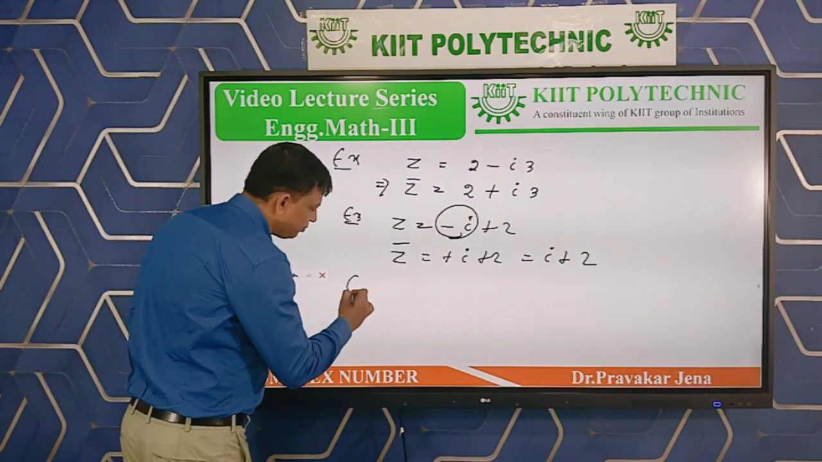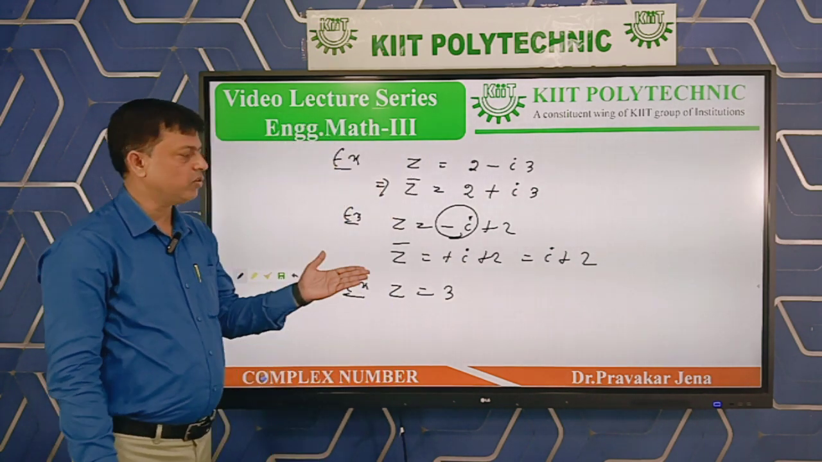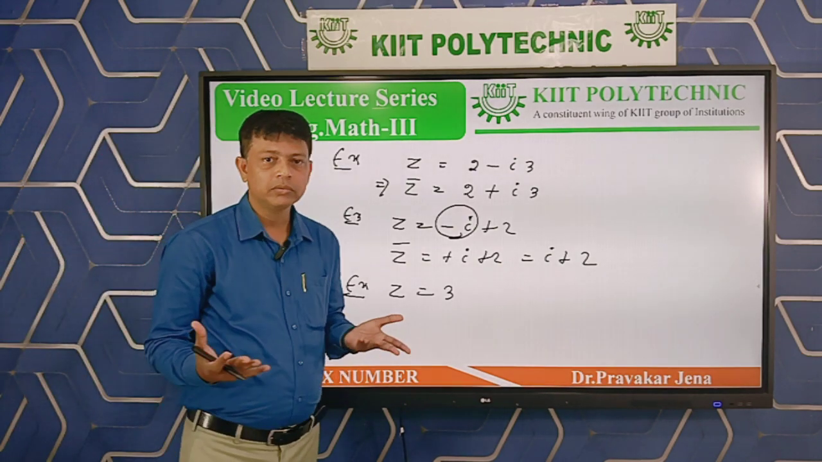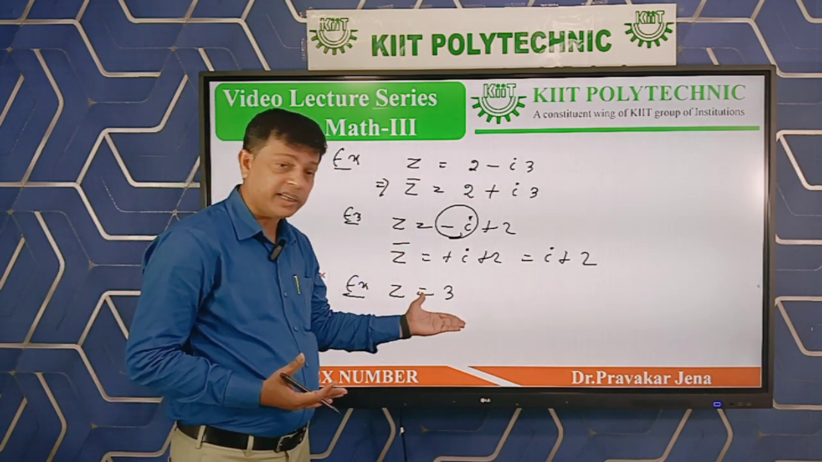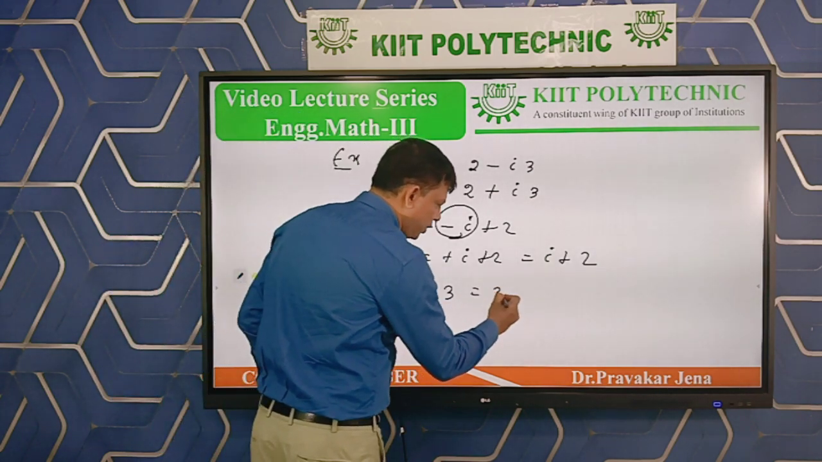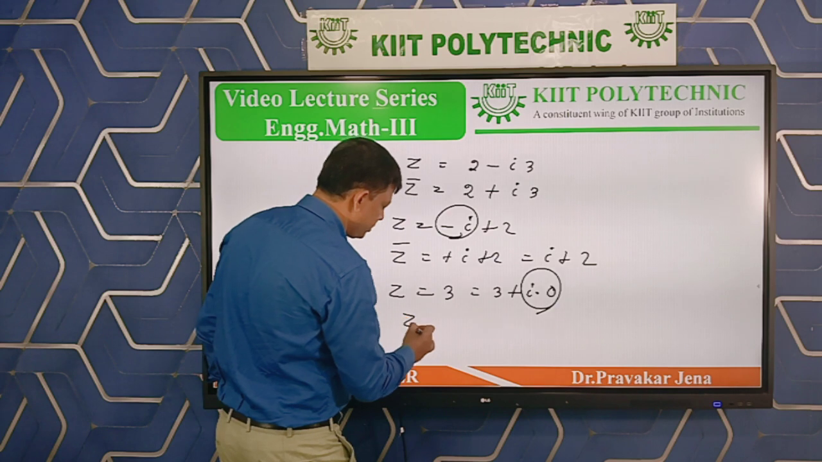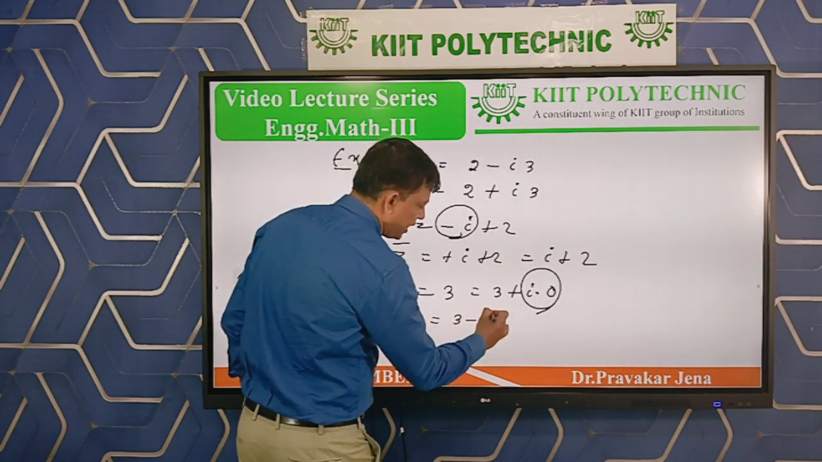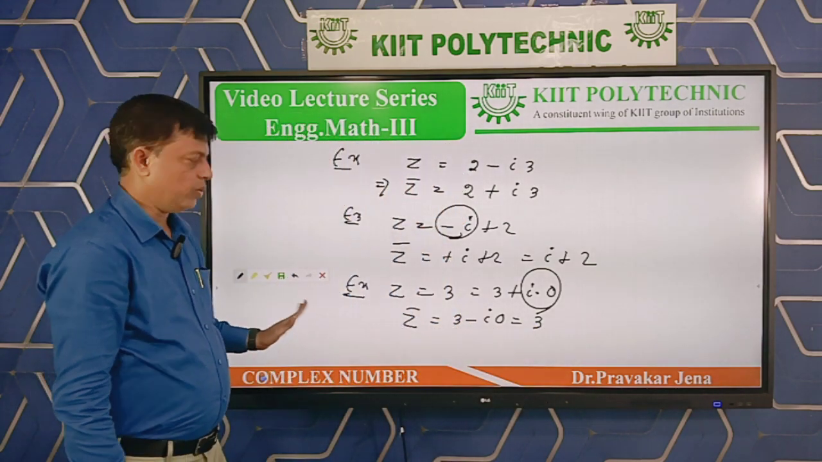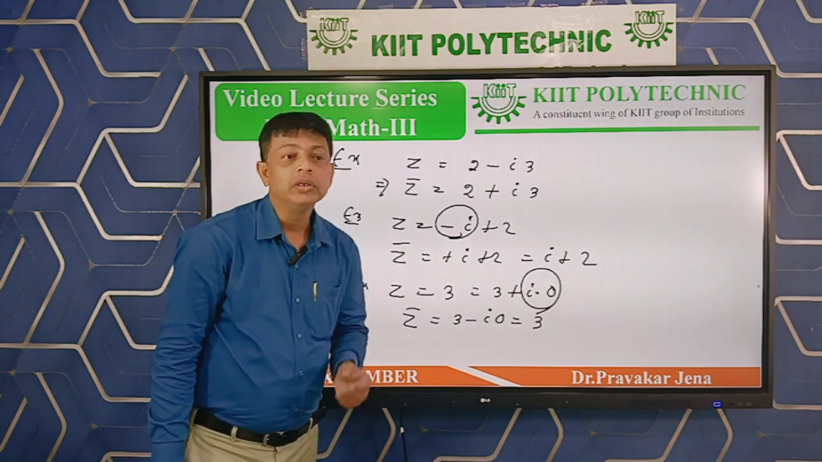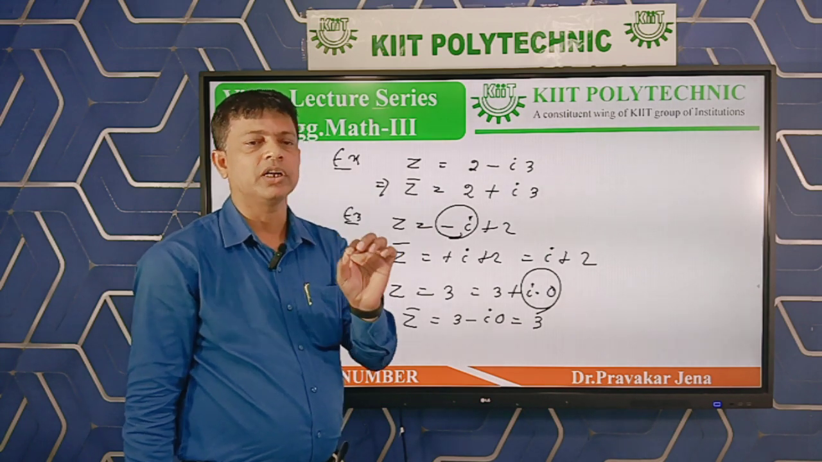Now another thing is, if z equals only 3, then what is the conjugate of this complex number? Very simple. There is no part of i or imaginary part. That means you can make it 3 plus i0, no problem. But here the imaginary part is 0. So the z bar is very simple. That is 3 minus i0. And that means we can say that this is also 3. There is no change. What is the meaning here? Just remember one note: if z is a real number only, the conjugate of a real number is the number itself.